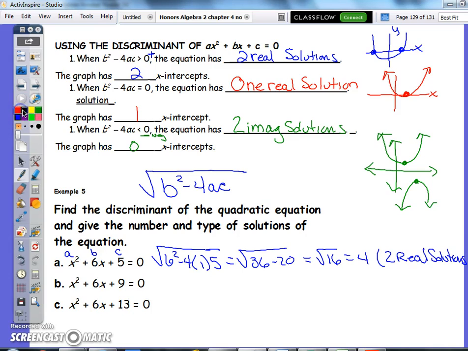Now for the next one, A is 1, B is 6, C is 9. 6 squared minus 4 times A, which is 1, times C, which is 9, equals 36 minus 36, which gives you 0. When it's 0, you have one real solution.